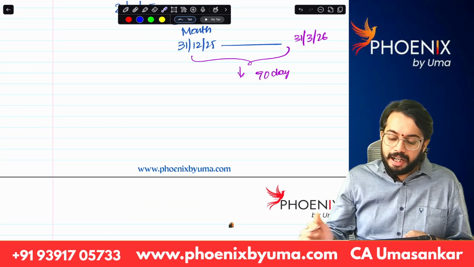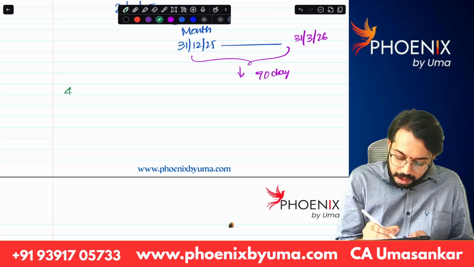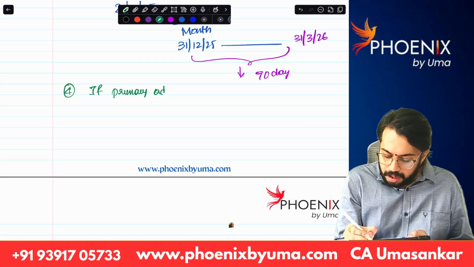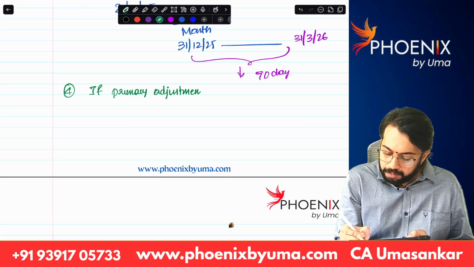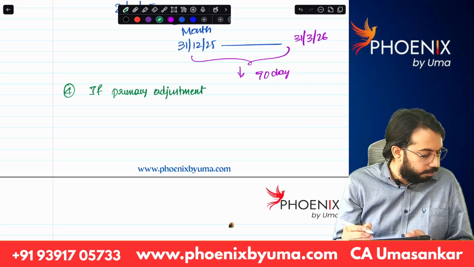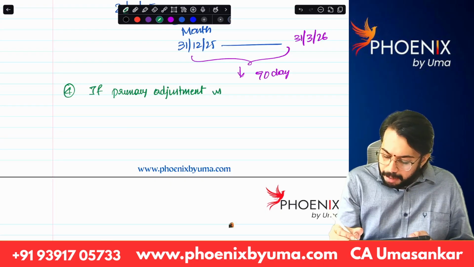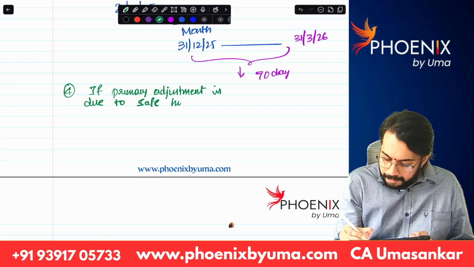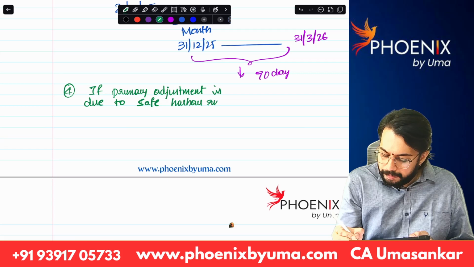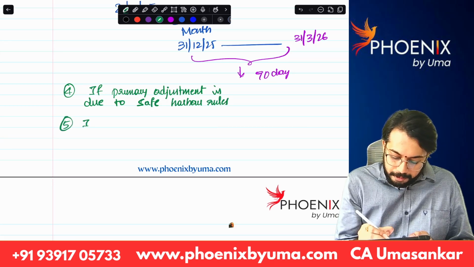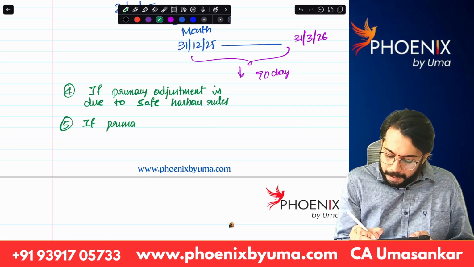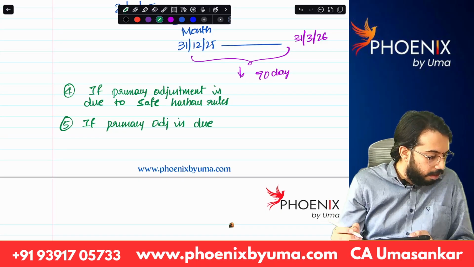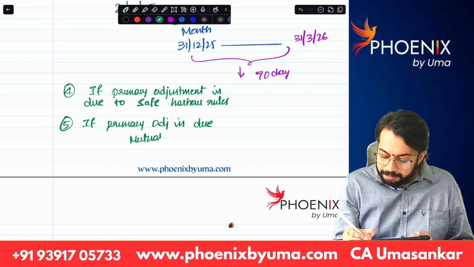Next, case 4 and case 5. If primary adjustment is due to safe harbor rules, case 5, if primary adjustment is due to mutual agreement procedure.